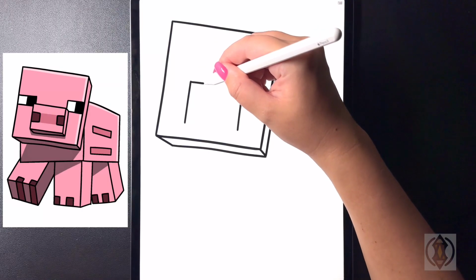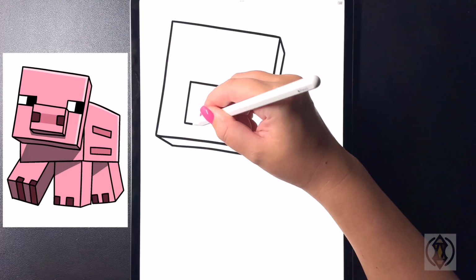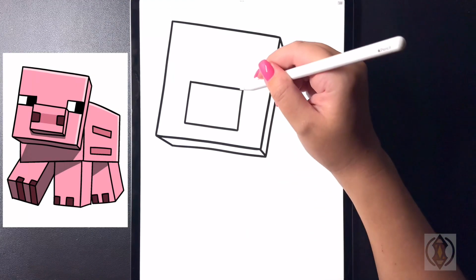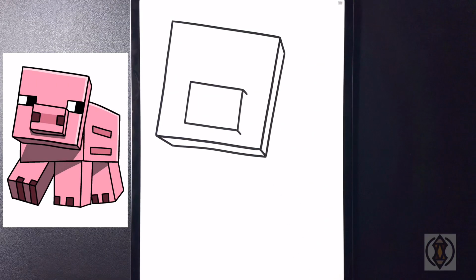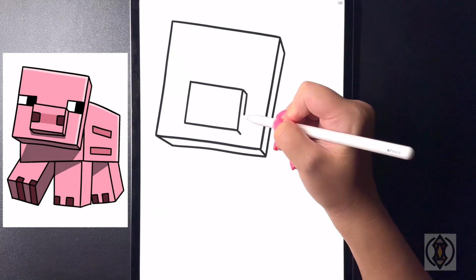Now from here on the top, let's close that off. And then moving down, we're going to do the same thing on the bottom. Now on the top and bottom again, we're going to draw in another diagonal line coming out. And then we're going to close that off with a straight line, bringing that down.